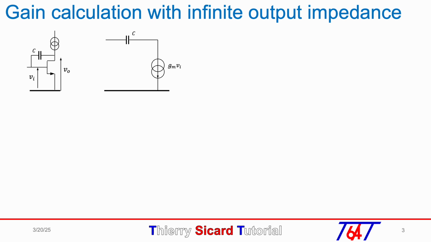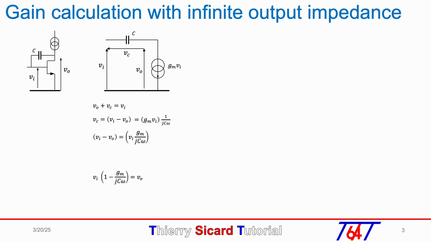Of course, we can perform the vector sum Vout plus Vc equals Vin. Thus, Vc equals Vin minus Vout, which is the voltage across the capacitor, gm times Vi over jCω. After arrangement, we obtain the gain Vout over Vin in the yellow rectangle.